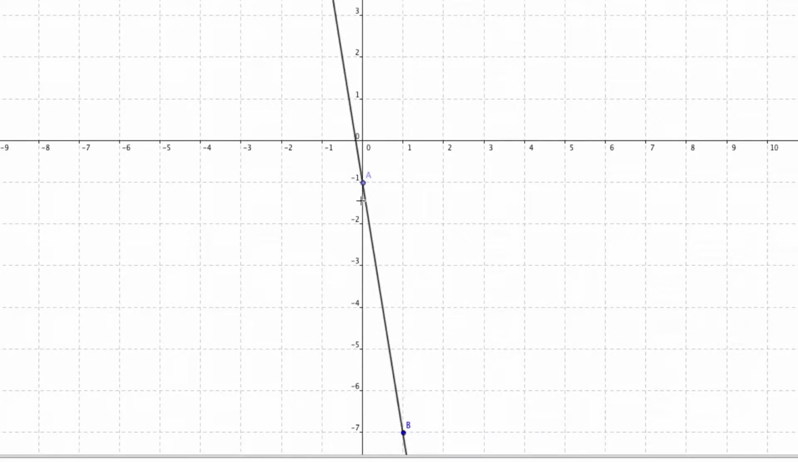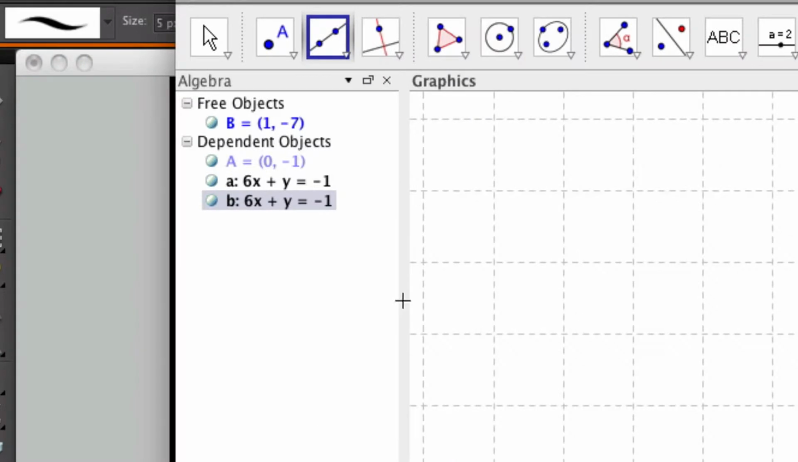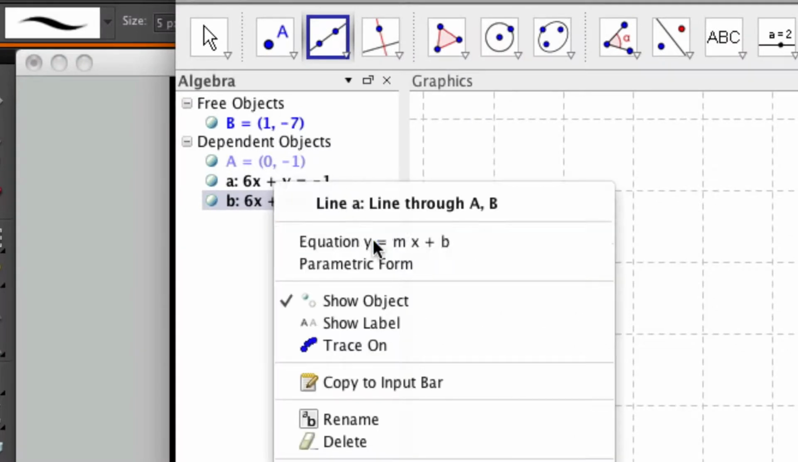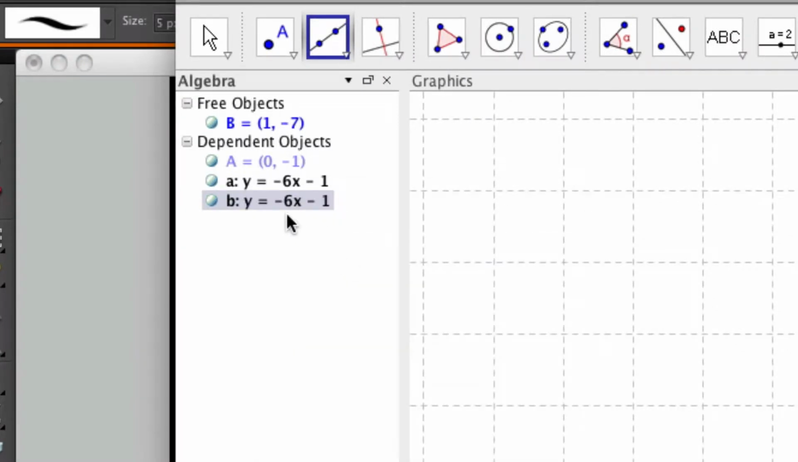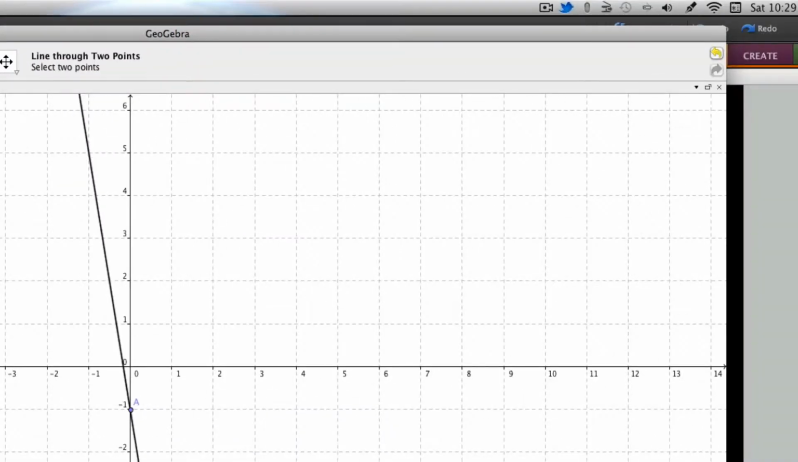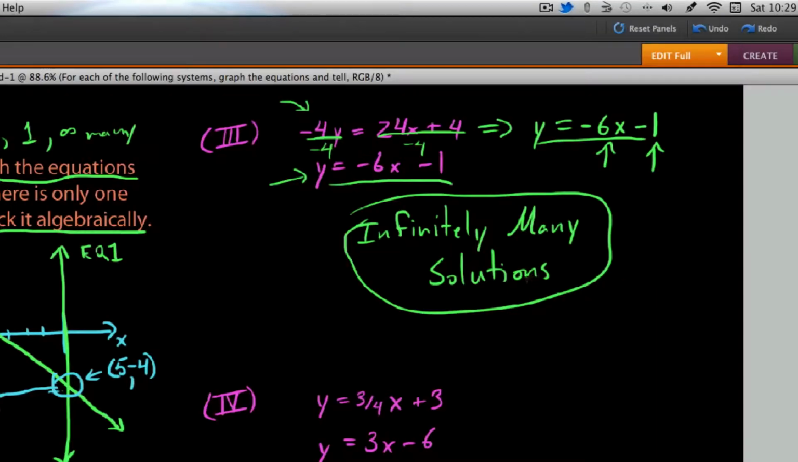And when we graph the second equation, we say it starts at -1. It goes down 6, right 1. But you can see clearly that these are the same equation. If I look up over here, we can put both of these in slope-intercept form. They are the same equation. So therefore, how many solutions do they have in common? They have all of their solutions in common.